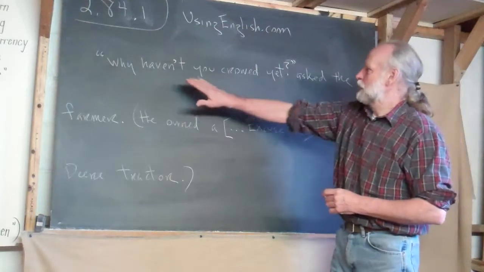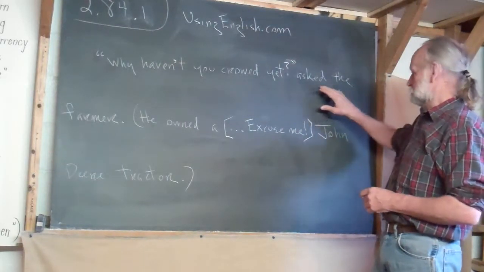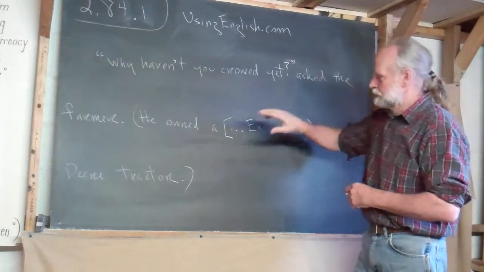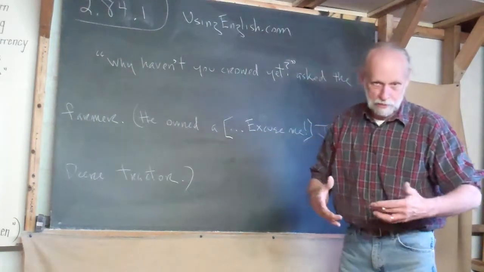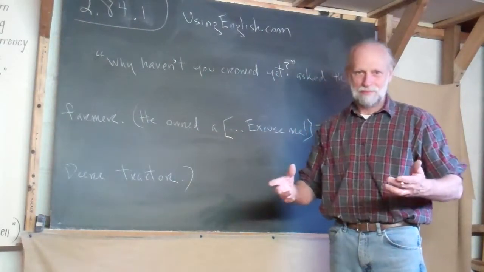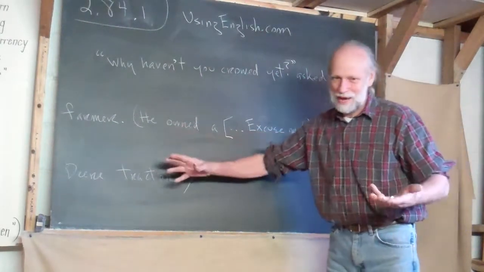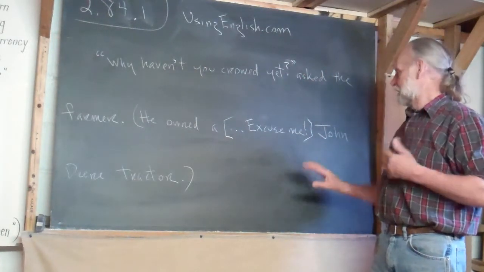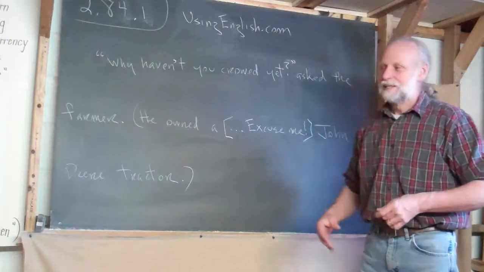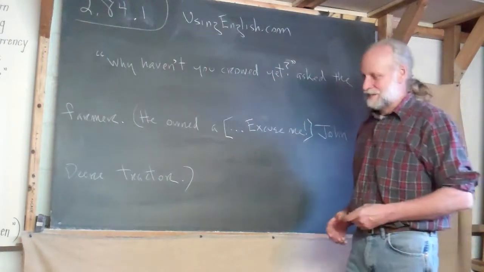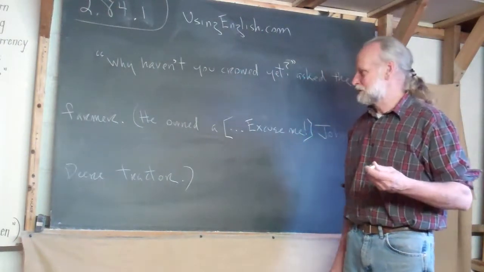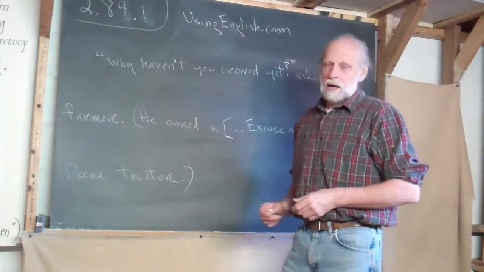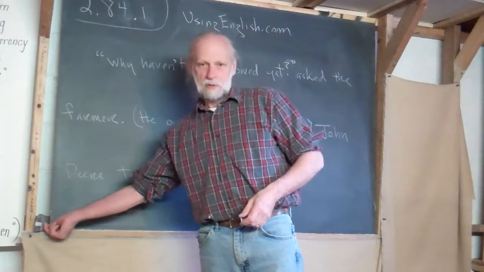So let's try this. "Why haven't you crowed yet?" asked the farmer. This is a dialogue tag. You could say, by the way, if you wanted to. This is bad style. He owned, excuse me, John Deere tractor. Now that's stupid writing in many ways, but my point is to try to show you punctuation. I have such a respect for the punctuation system.